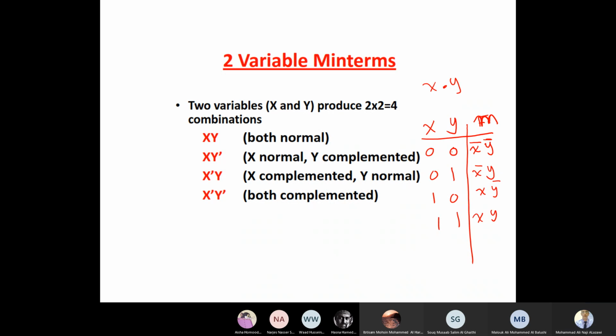Clear? Of course, to continue our work, this is 0, this is 1, this is 2, this is 3. Remember here we are talking about min-terms, right? So this is called M0. This is M1, M2 and M3. All right?